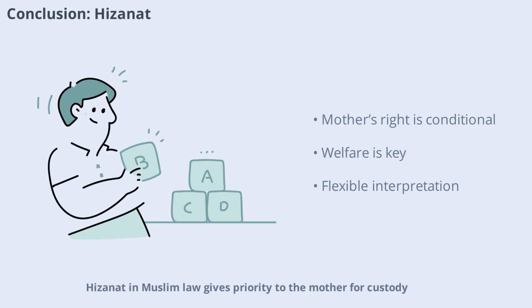Hizanat in Muslim law gives priority to the mother for custody, but this right is conditional and always subject to the welfare of the child. Indian courts interpret these rules flexibly, ensuring that the child's best interests are always at the forefront, even if it means departing from traditional interpretations.